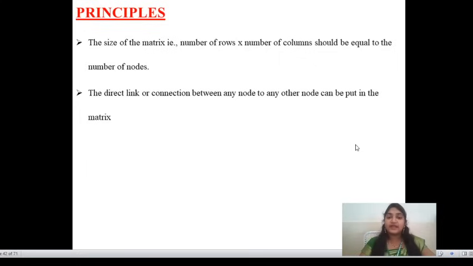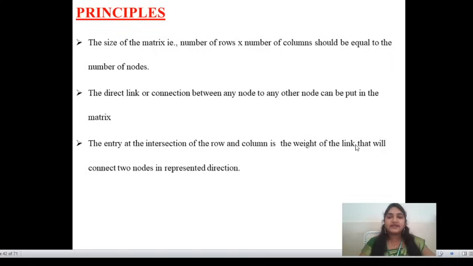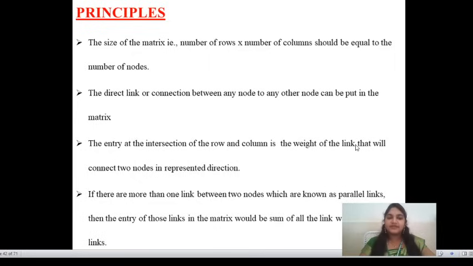The direct link or connection between any node and any other node can be put in the matrix. The entry at the intersection of the row and column is the weight of the link that connects the two nodes in the represented direction. So this is one of the principles to be followed. If there is more than one link between the nodes, known as parallel links, those links are added and their weights are combined as parallel links. So that is nothing but the principles.